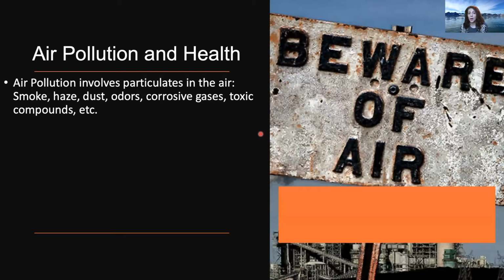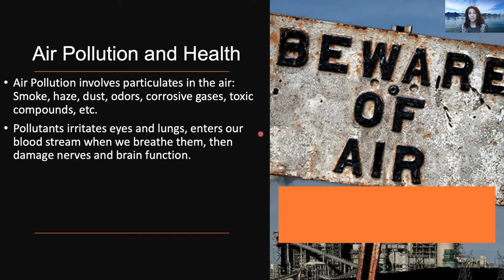So this is all about air pollution and the intersection between air pollution and human health. Air pollution in and of itself involves a couple of things. All of them are particulates in the air. This includes smoke, haze, dust, odors, corrosive gases, toxic compounds, and particulates. All of those things together comprise what we know as air pollution.